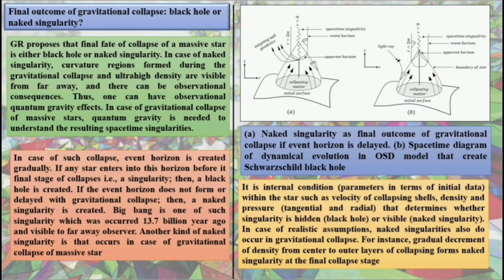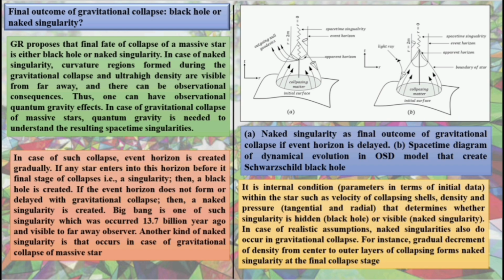Those who are familiar with the diagrams of general relativity and gravitational collapse can easily see that in the case of a naked singularity, because of outgoing null geodesics, information can easily go out, while in the case of a black hole, because of the presence of the event horizon, information cannot easily go out. It is the internal condition that determines whether the final outcome of gravitational collapse is a naked singularity or a black hole.